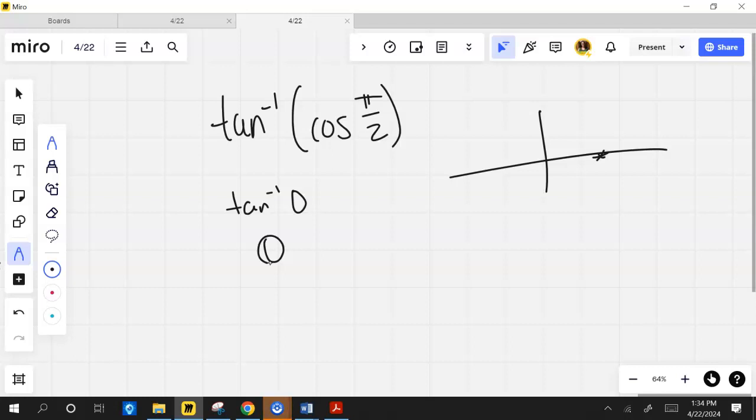No, it's undefined. No, it's 0. It's 0. Yeah, no, this is right.